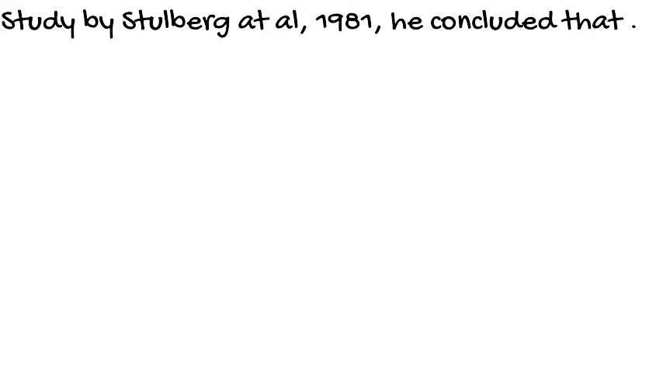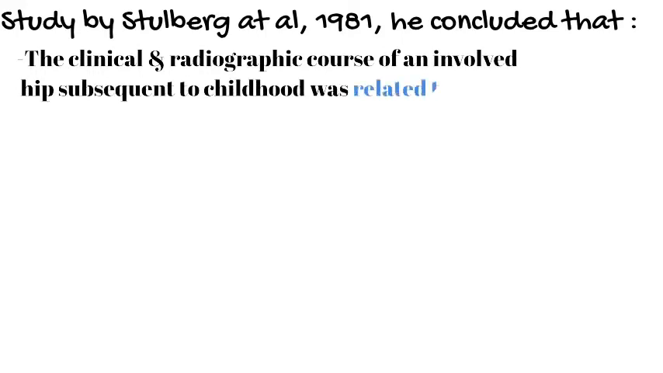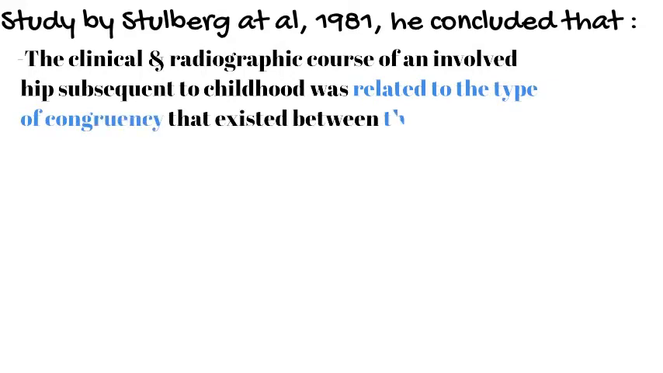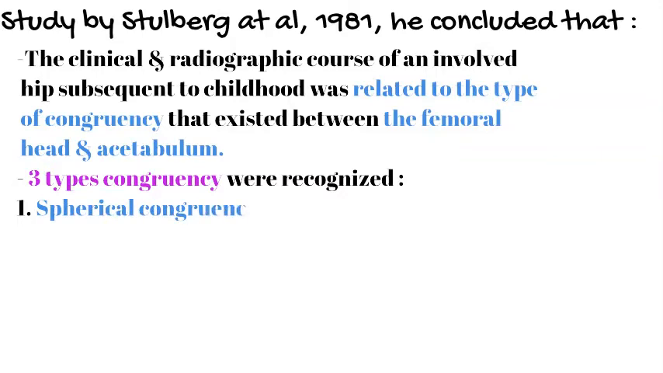Study by Stulberg et al., 1981. He concluded that the clinical and radiographic course of an involved hip subsequent to childhood was related to the type of congruency that existed between the femoral head and acetabulum. 3 types of congruency were recognized.